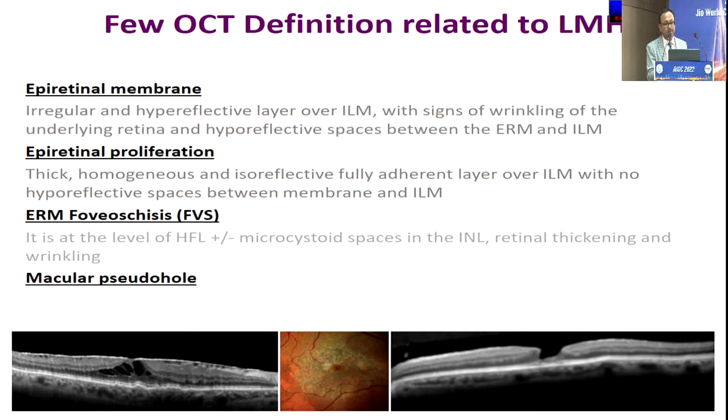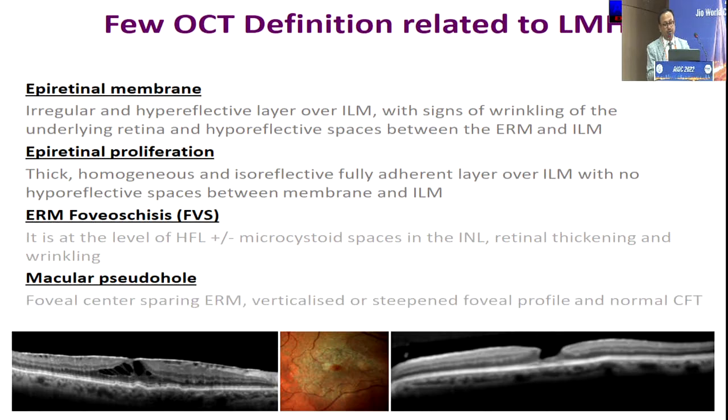The third one is the ERM foveoschisis. These are at the level of Henle's layer, where we have microcystoid spaces in the inner nuclear layer. Retinal thickening is there and there is wrinkling. And the fourth one is the macular pseudo hole, where you have a foveal sparing, center sparing ERM, verticalized or stiffened foveal profile and normal central foveal thickness.